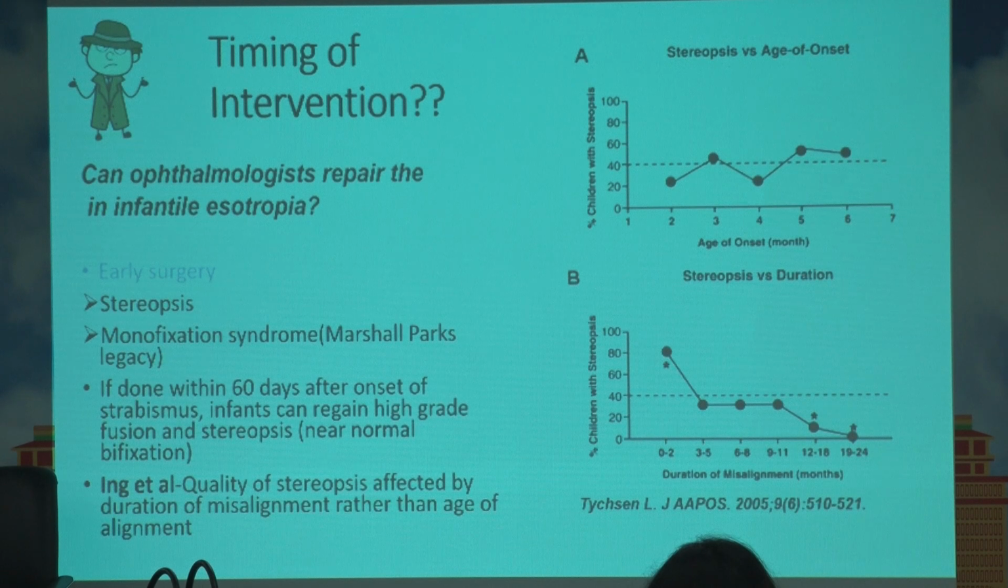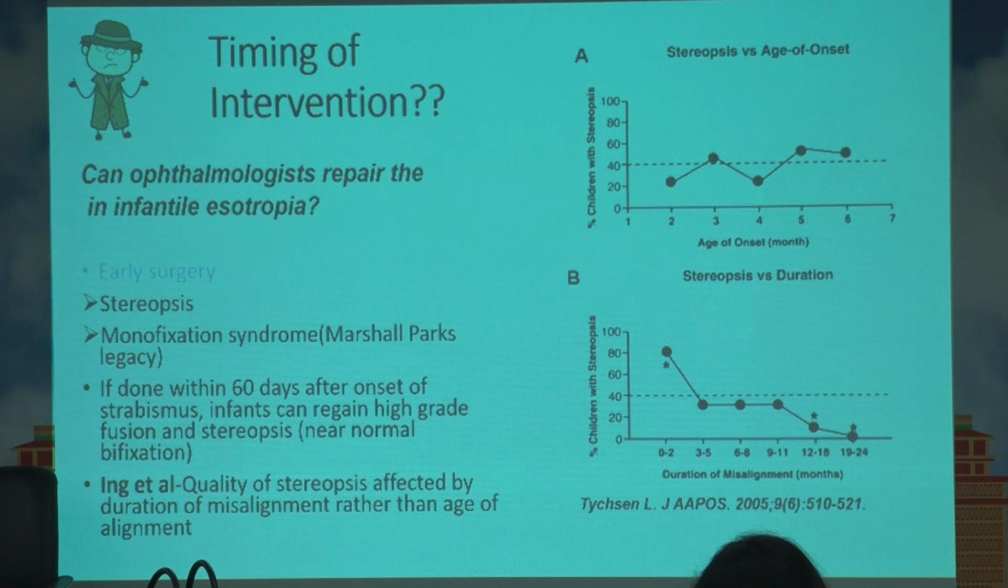And what is more important here is not exactly operating them very early, but operating them as early as within 60 days or within 2 months of the onset of esotropia. That is the most important. So whatever is required is to align them as early as possible after the onset of their esotropia. So that is what is required.